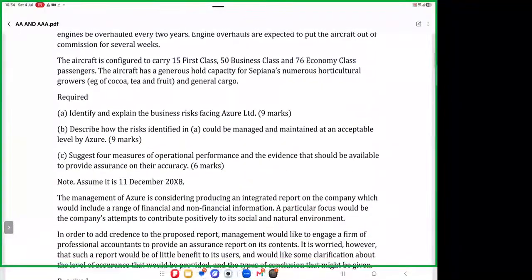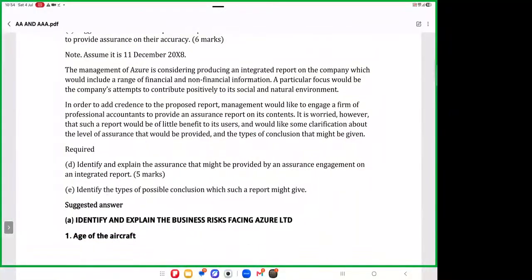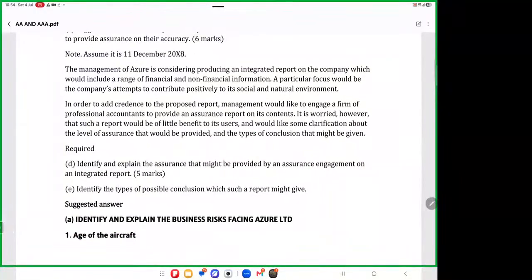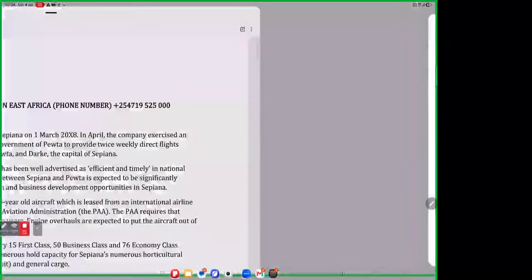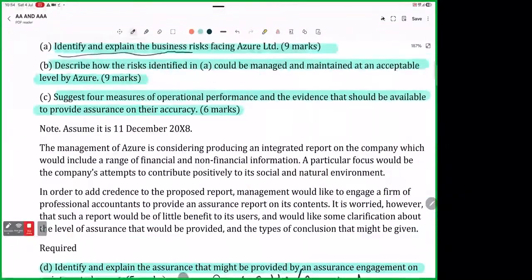All right. So identify the types of possible conclusions which such a report might give. So I have suggested answers there. But before I go there, ladies and gentlemen, please allow us to go through the question now.